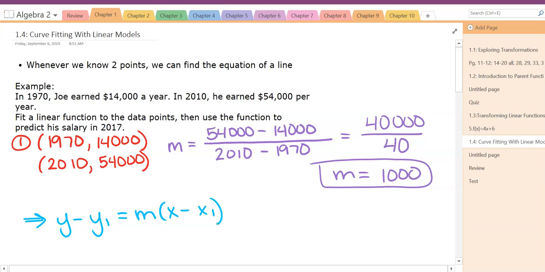So we talked about slope-intercept form in the last chapter. That was y equals mx plus b. That's what we're going to try to get our equation to end up looking like. But we can start by first using this form, and this is just another form of a line, it's called point slope.